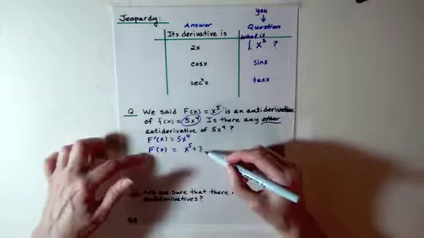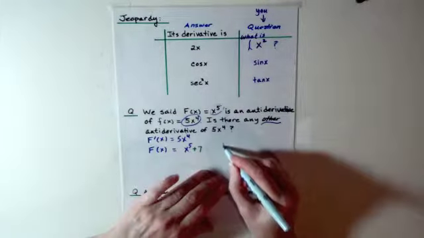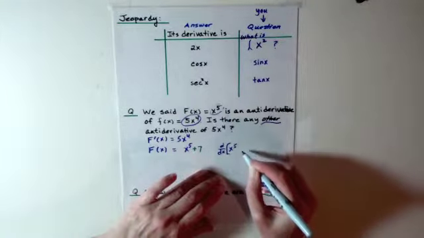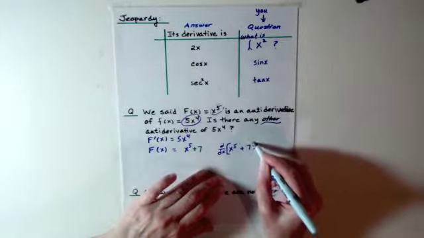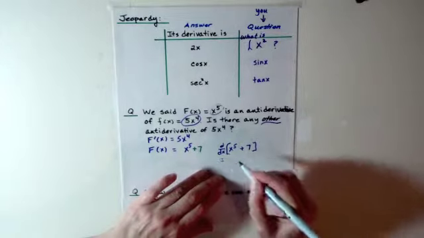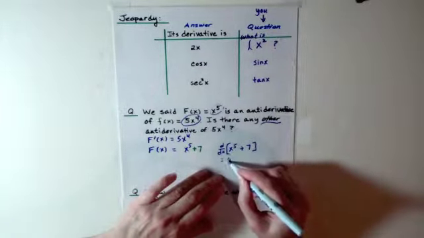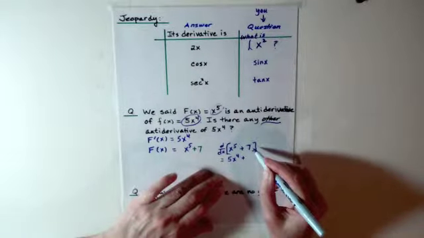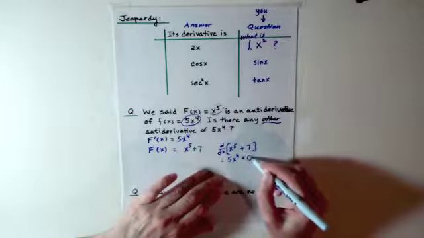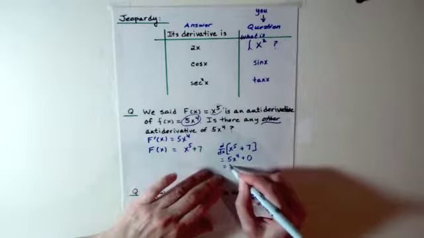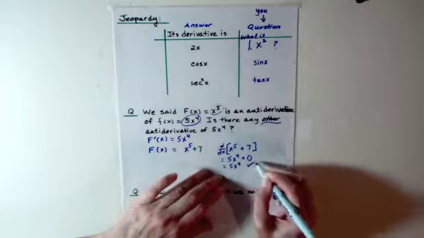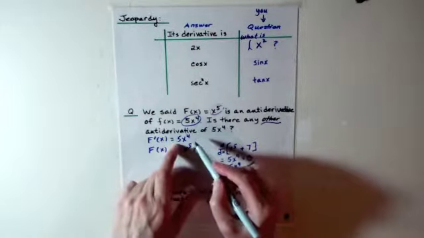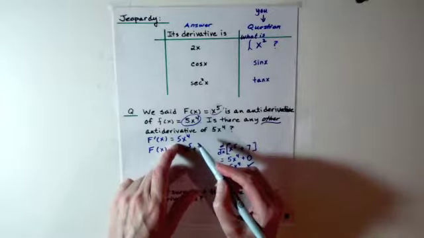Well, I'm claiming this is an antiderivative of this. I can always check that claim by going back and differentiating. So let's just check it. x to the 5th plus 7, and I'm going to take the derivative of that. Derivative of x to the 5th, well, that's certainly 5x to the 4th. And the derivative of 7, which is a constant, is just 0. And so you notice that I do get 5x to the 4th. And that means that this x to the 5th plus 7 is also an antiderivative of 5x to the 4th.